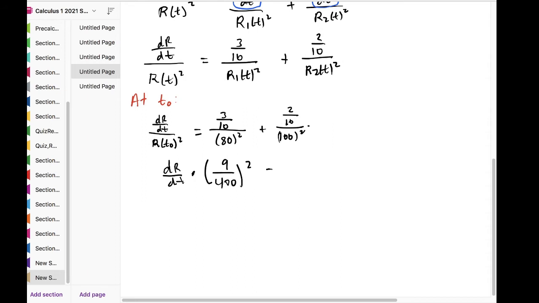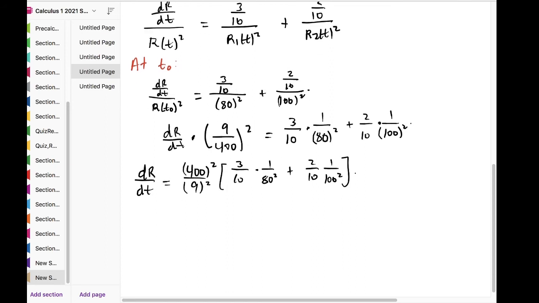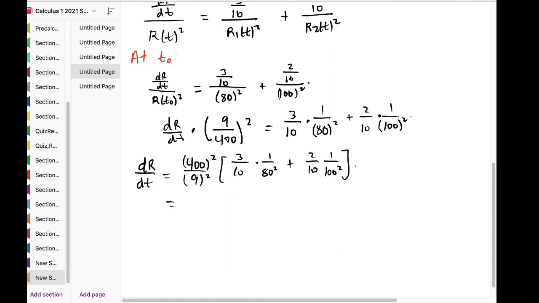So this is equal to 3/10 times 1 over 80 squared plus 2/10 times 1 over 100 squared. Okay, so solving for dr dt, let's divide. So dr dt is equal to 400 over 9 and times 3/10 and 2/10. Okay, so then multiplying that through and then simplifying it.